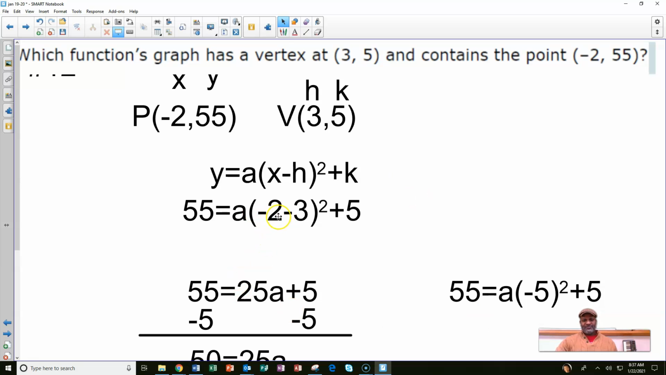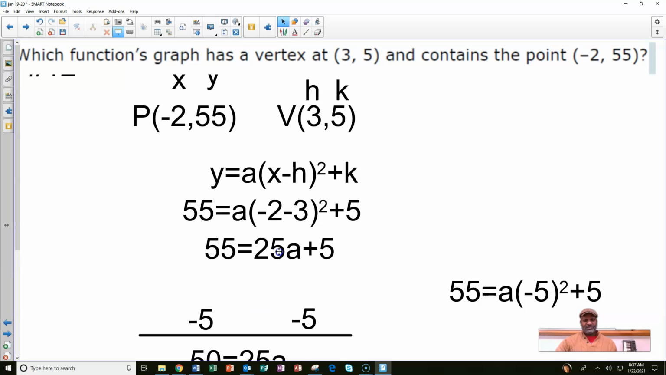So -2 minus 3 is -5, but -5 squared is 25. And that's where that 25 comes from. I bring everything else down.